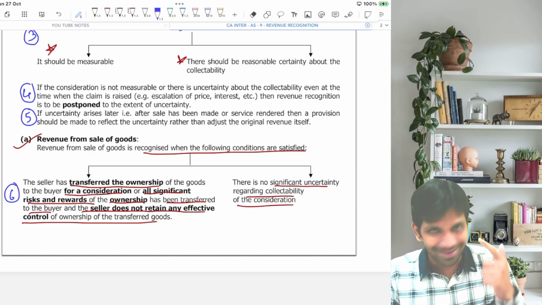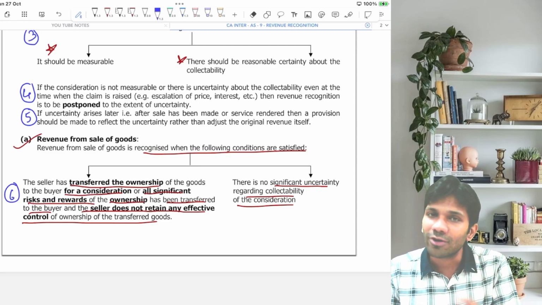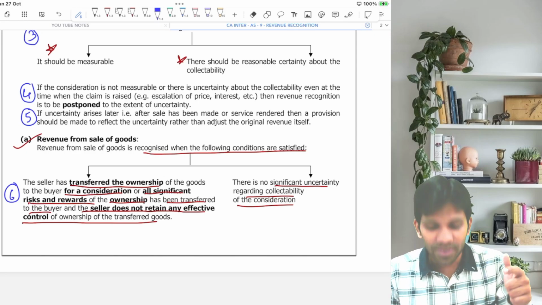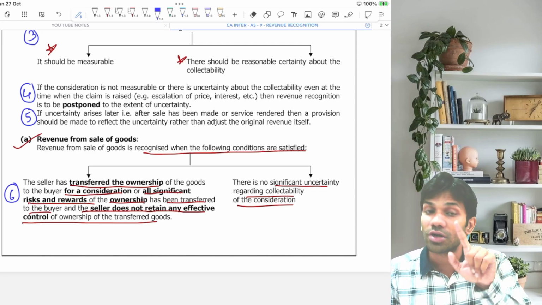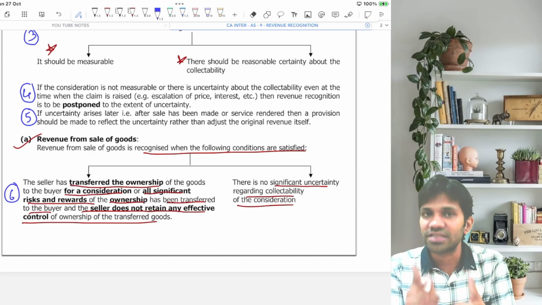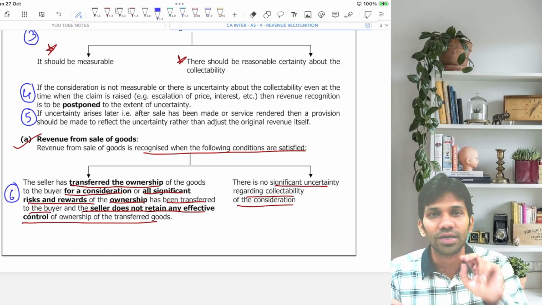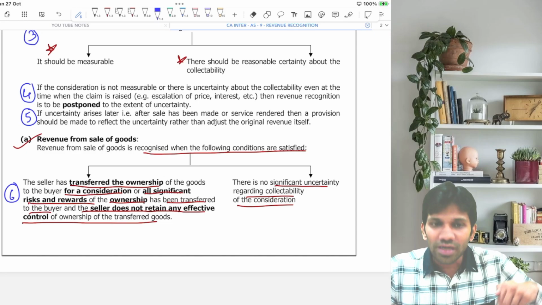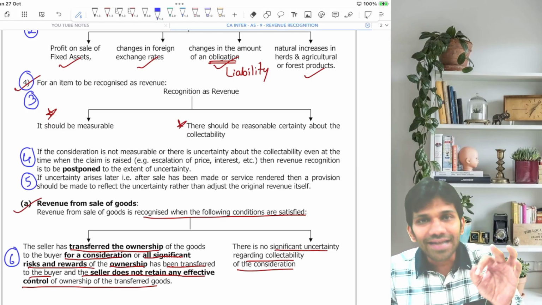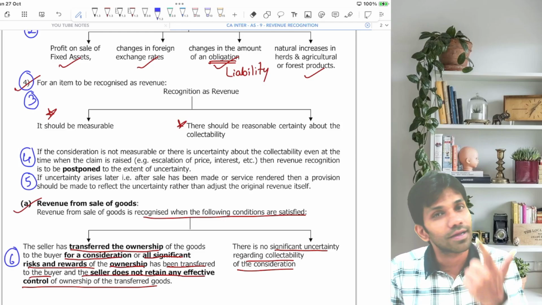Revenue from sale of goods should be recognized only when the seller has transferred the ownership of the goods to the buyer, and all significant risk and rewards of the ownership have been transferred to the buyer, and the seller does not retain any effective control of ownership of the transferred goods. And the second condition is there should be reasonable certainty regarding the collection of revenue. So revenue from sale of goods should be recognized only when these two conditions are fulfilled. So basically they are going round and round on that same point. Which point am I saying? Point number 4. For any item to be recognized as revenue, the first point was that it should be measurable and there should be reasonable certainty regarding its collection.